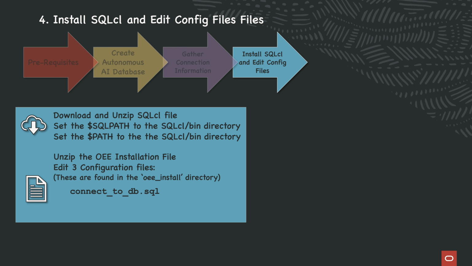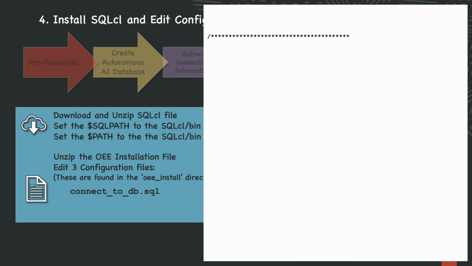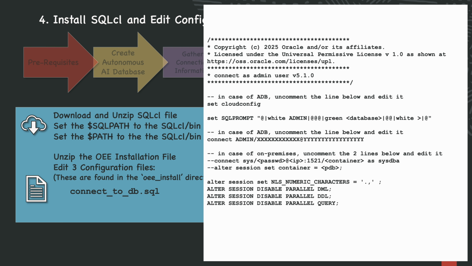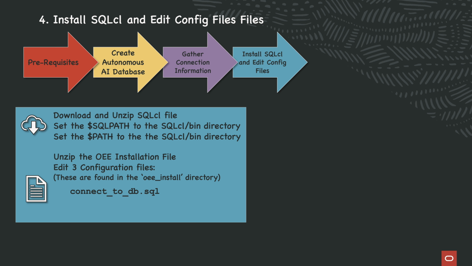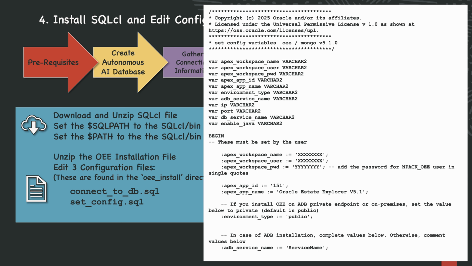The first file to edit is connect_to_db.sql. And here we need to insert the location of where we downloaded the wallet. And here we insert the database admin's password and then insert here the long connection string. The second file to edit is setconfig.sql. And here we need to pick a name for the application workspace, a username for that workspace, choose a password, and then finally we need to insert the TNS name.